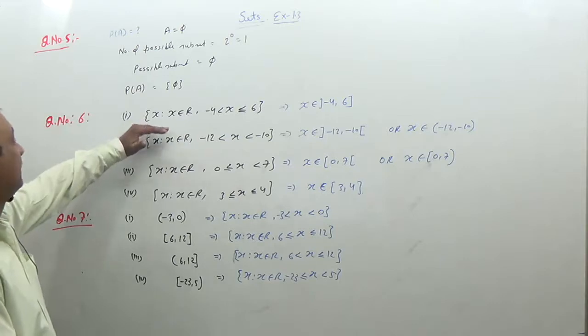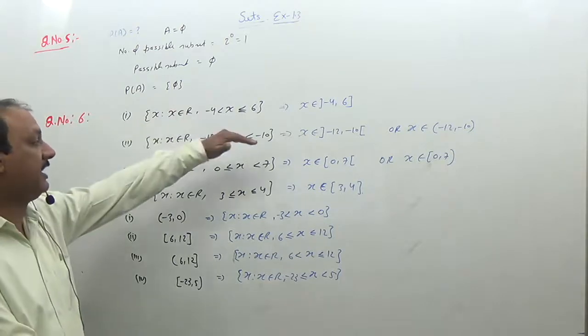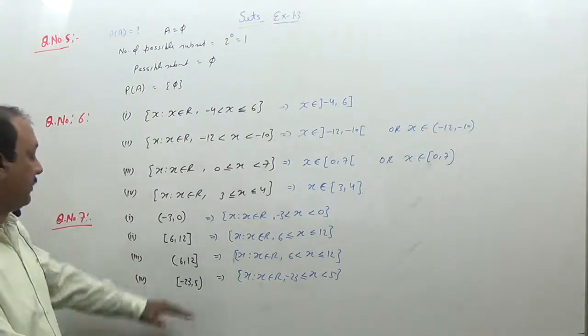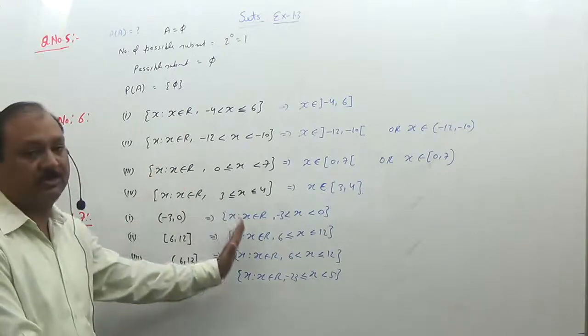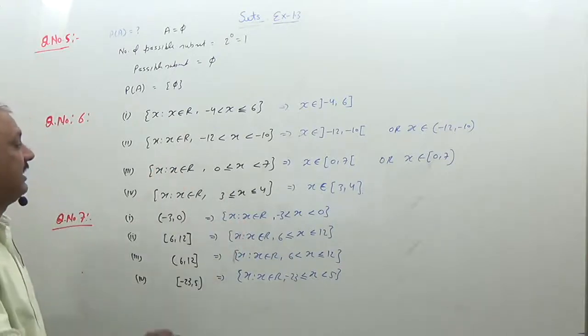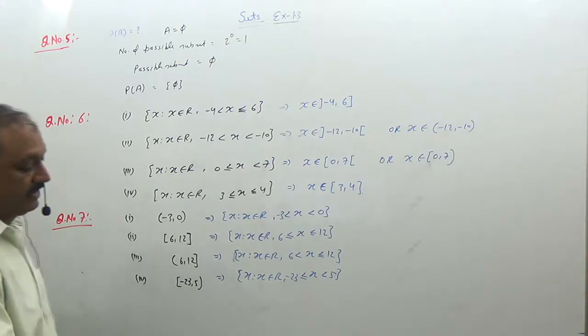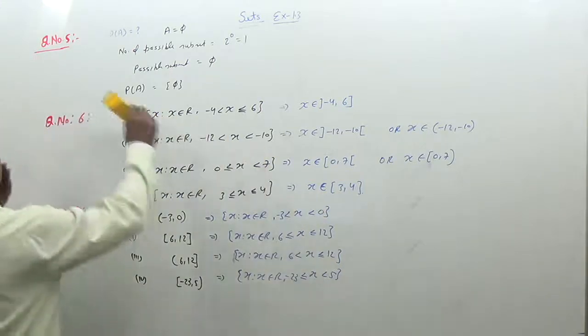And in question number 6 the set builder forms were given and we converted them into interval form. And here the interval form was given, so we reversed it and found out the set builder form. Now question number 8.